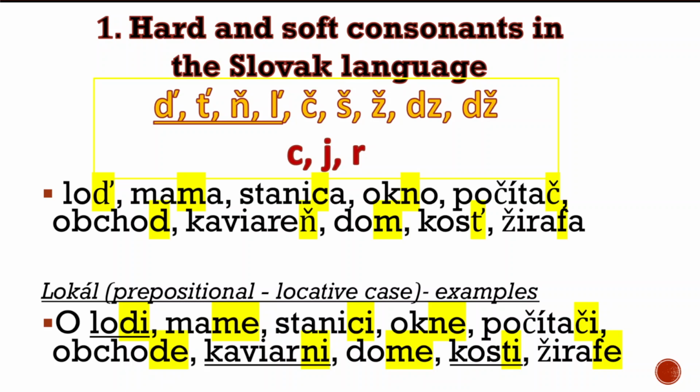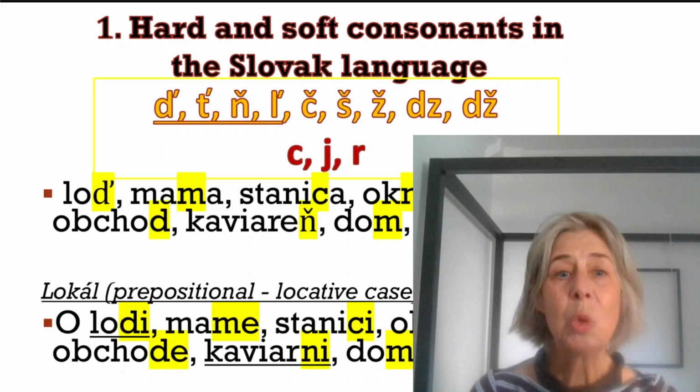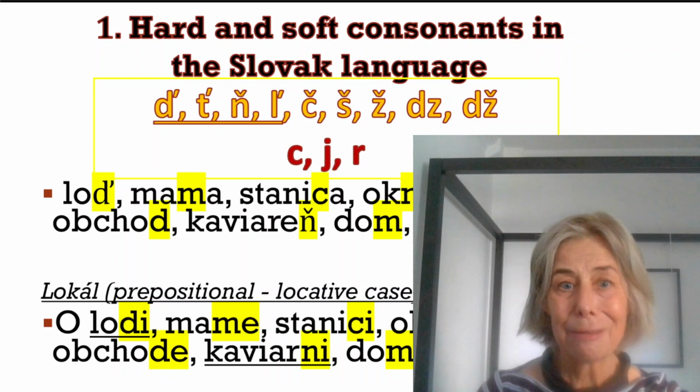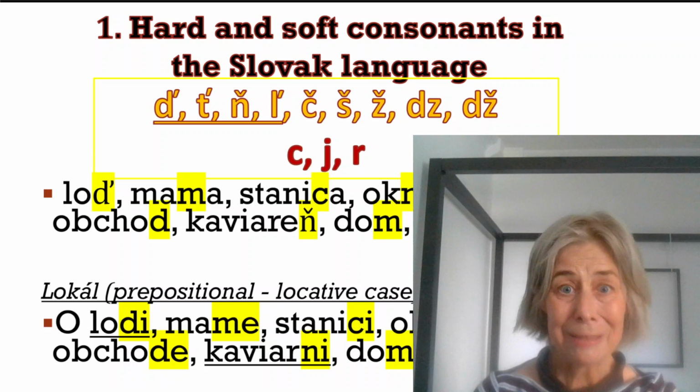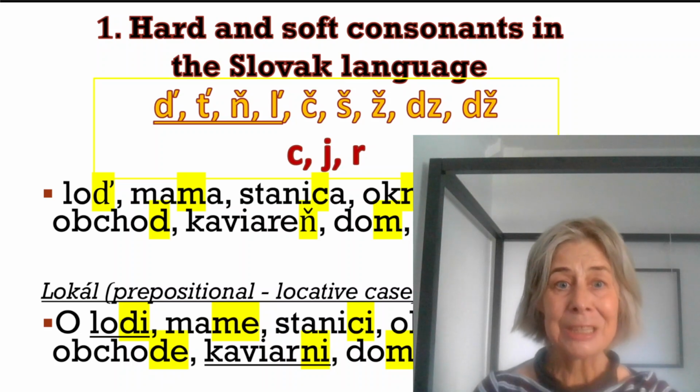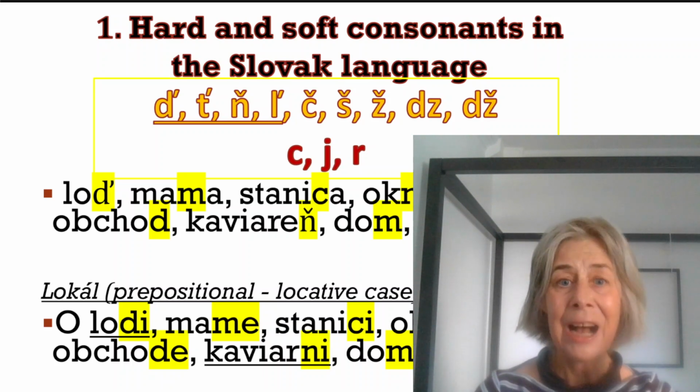Look at the words o lodi, o kaviarni, o kosti, which are underlined now, and they lost their softening sign. It is because they are followed by the vowel I, which always makes the previous consonant soft. Therefore, the letters ď, ť, ň, ľ, which are underlined now, lose their softening sign when they're followed by the letter I, but also E. So please, one more time, look at the soft letters, especially these red ones, C, Y, R, and memorize them very well. These letters are considered soft in the Slovak language. All the other letters are considered hard.